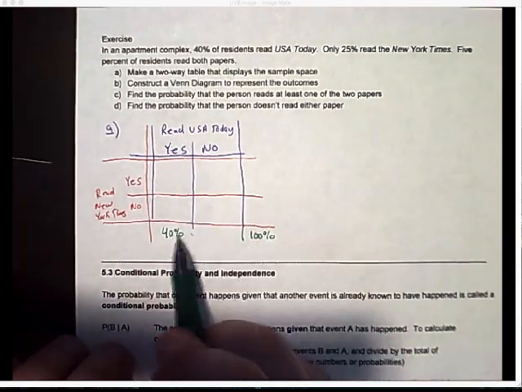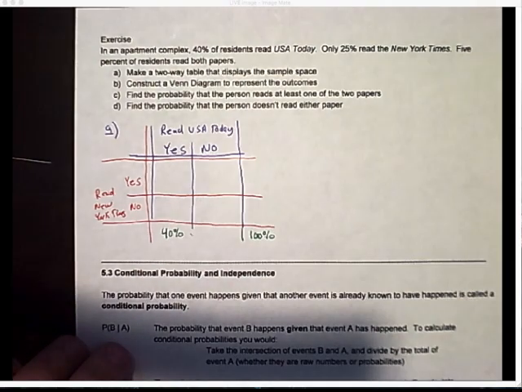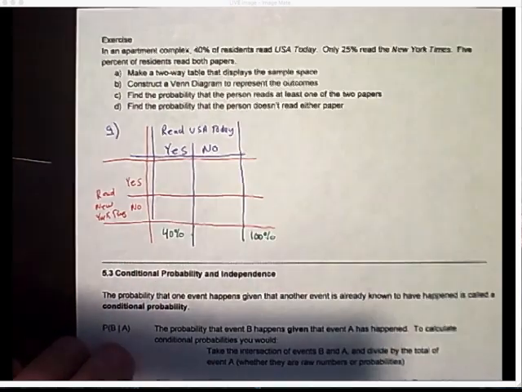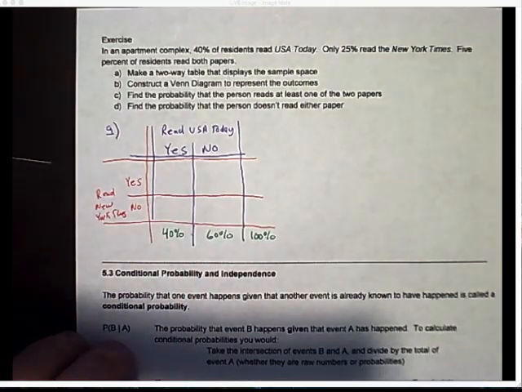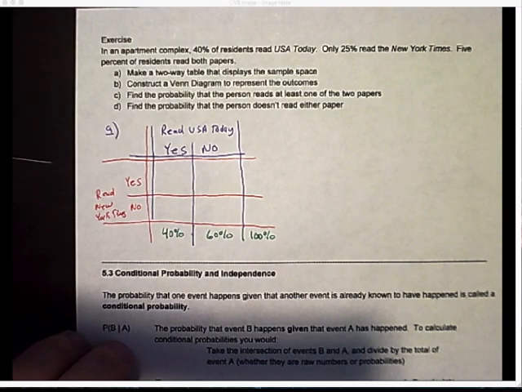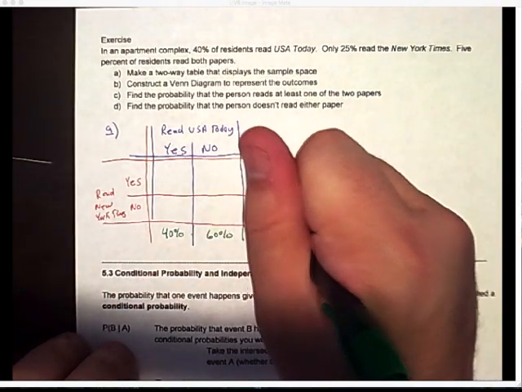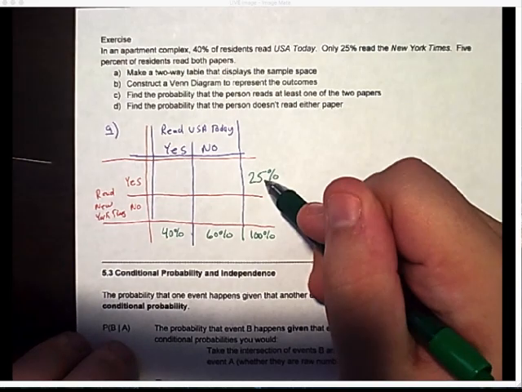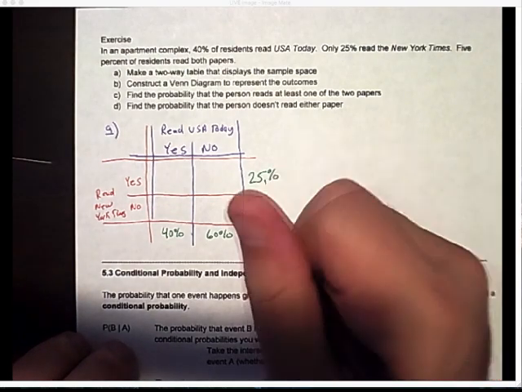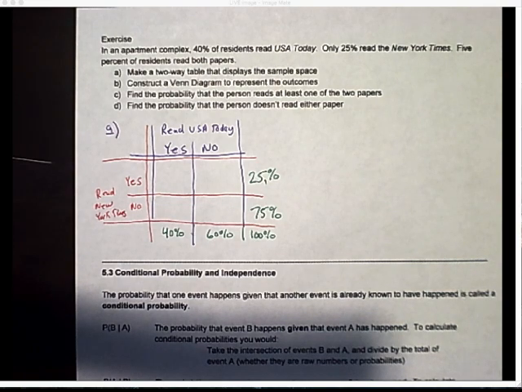What do these two numbers have to add up to? Well, they have to add up to 100%. So if 40% read USA Today, then I should know that 60% do not. All right. It tells me 25% read the New York Times. So this row needs to add up to 25%. Well, if 25% do read the New York Times, that means that 75% do not. So I can put that number in there.